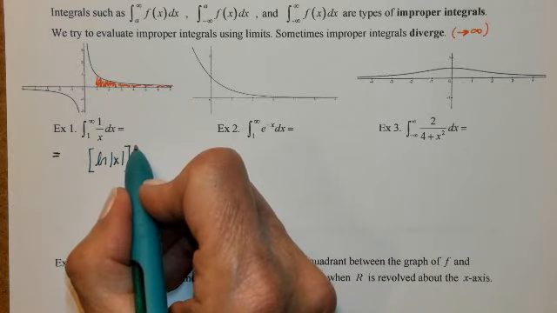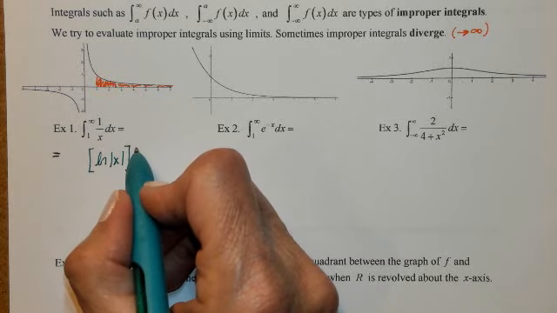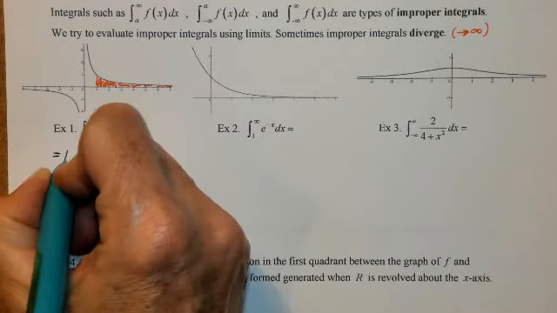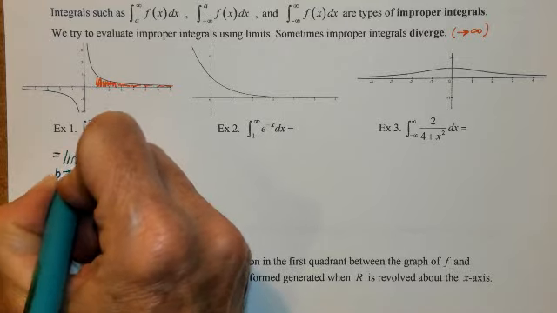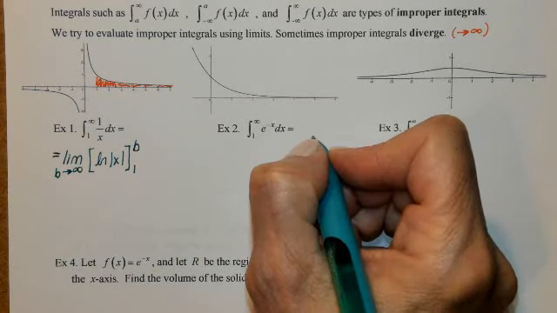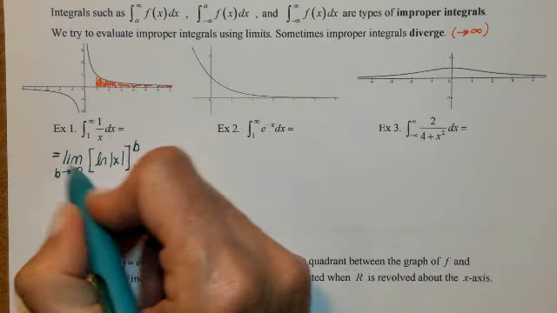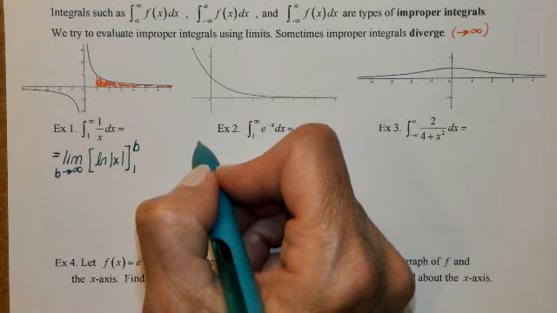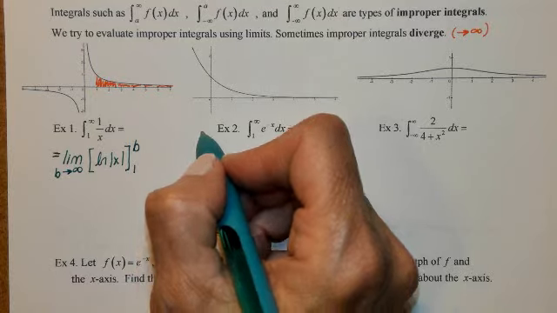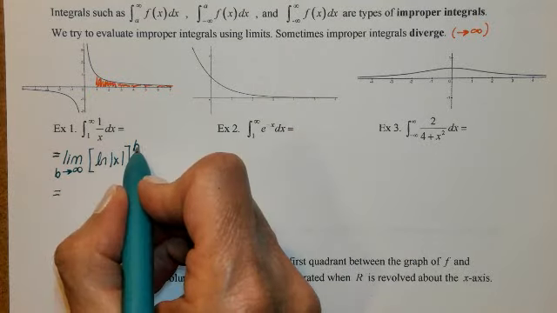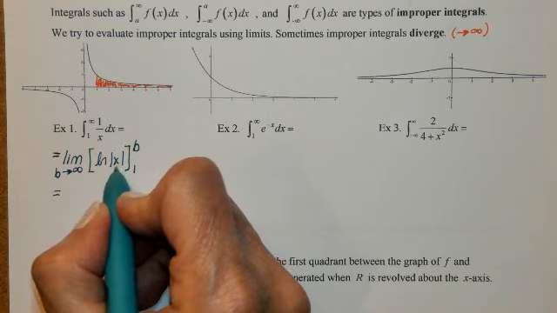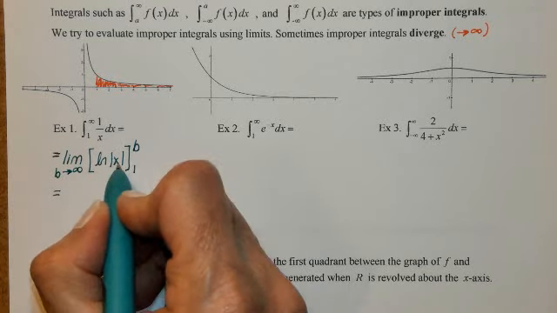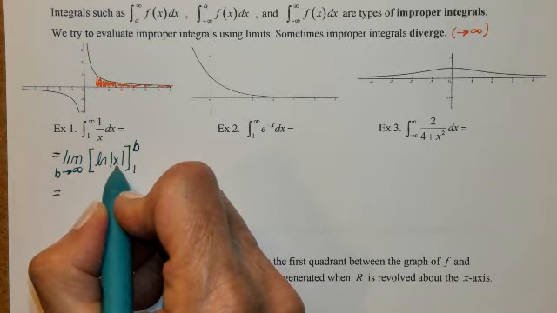But the top boundary, I do not want to put infinity there because infinity is not a number. What I'm going to do is put b there, and I'm going to let b go to infinity. That's legal. But don't put infinity there because that's not legal. That's how I want you to think of it. Now let's plug in b for x, and then let b go to infinity.